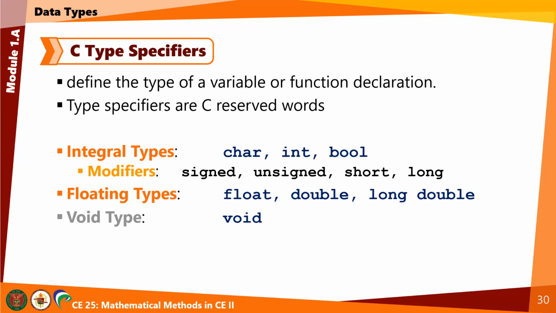If you don't want to use the default memory allocation, then you can use it. So yung short and long. It just tells you how much memory you want it to use. Okay? Floating types deals with decimals, integers.